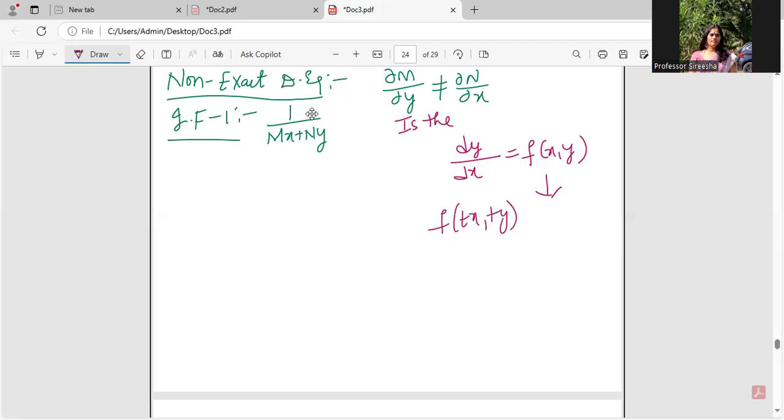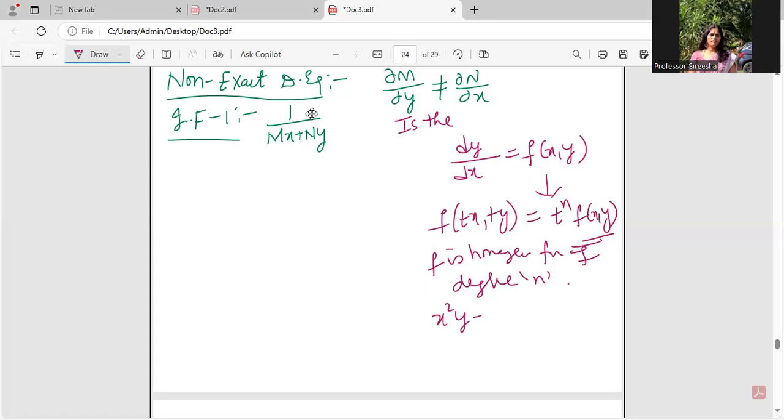Now this function, if it is homogeneous, what is homogeneous? Suppose I take tx, ty in f, and if I get t to the power n, it means I can rewrite the function as it is by taking this t out as t^n. Then I can say f is a homogeneous function of degree n. I'll tell you in the shortest way when I will say it's a homogeneous function. It is simple, guys: every term has the same degree.